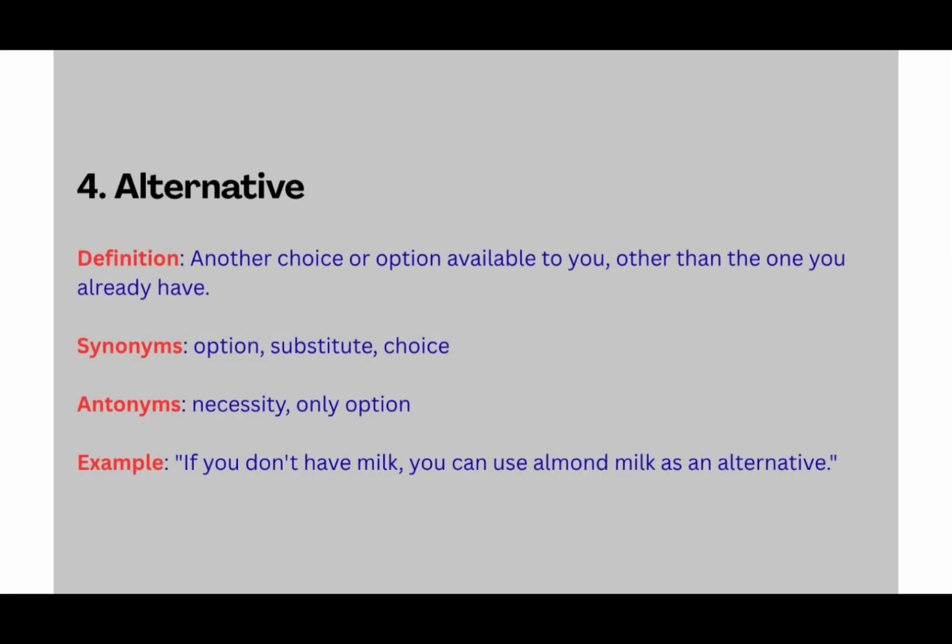Alternative means another choice or option available to you other than the one you already have. For example, if you don't have milk, you can use almond milk as an alternative. Synonyms: option, substitute, choice. Antonyms: necessity, only option.